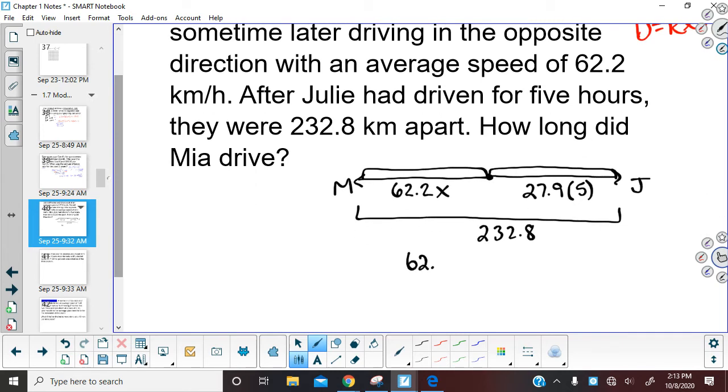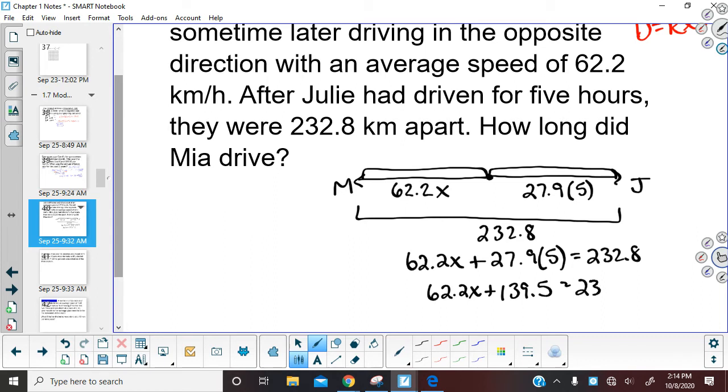So you get 62.2x plus 27.9 times 5 equals 232.8. And so when we go to solve this, we are going to multiply that 27.9 times 5, which gets us 139.5. This we still have as 62.2x. So then when we subtract, which is our next step, we would get 62.2x equals 93.3. So then when we divide for our final answer, we get x equals 1.5 hours.